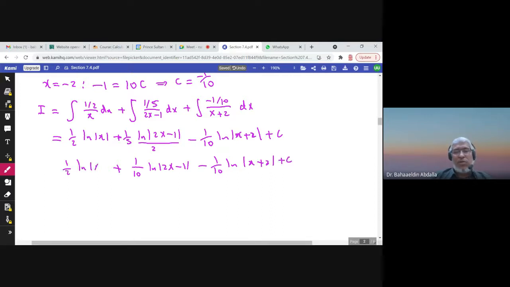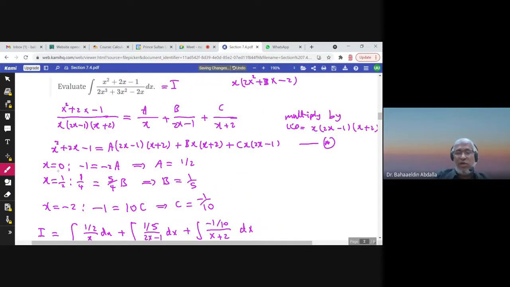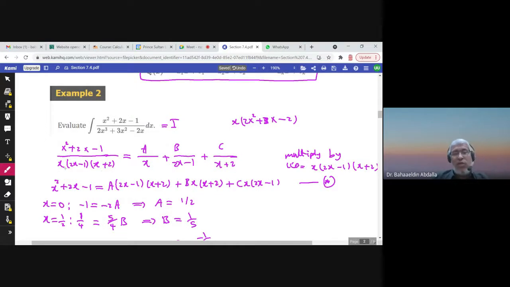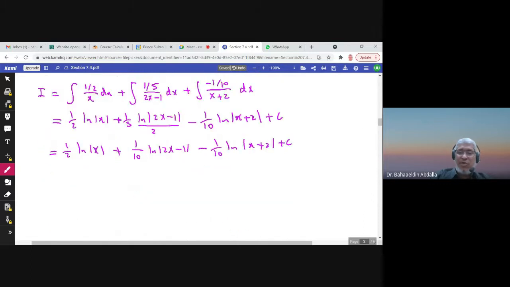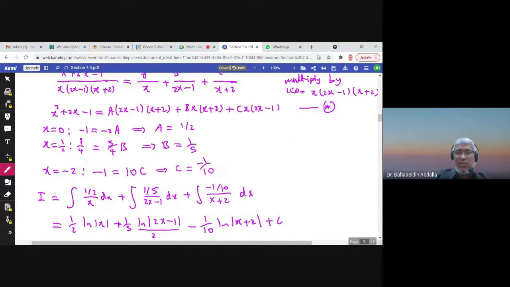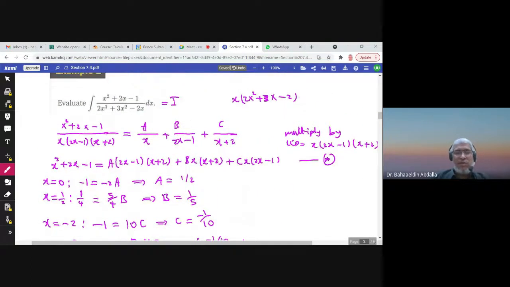So this method is an easy method. It works well when we have distinct linear factors, and we can use this method quickly. We can find a, b, c here without doing all of these steps. Concentrate with me. It's the same method, but we do it without multiplying by the LCD.